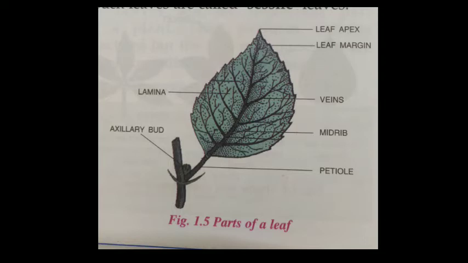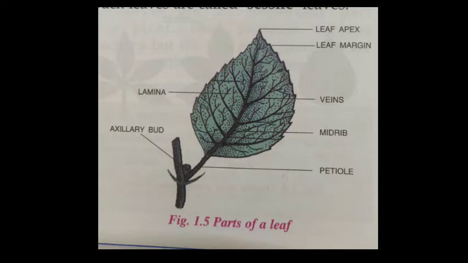Petiole is the basal part of a leaf which is also connected to the stalk. It is attached to the stem at the node. An axillary bud is present at the axil of the leaf. Sometimes leaves are directly attached to the stem without a petiole. Such leaves are known as sessile leaves.